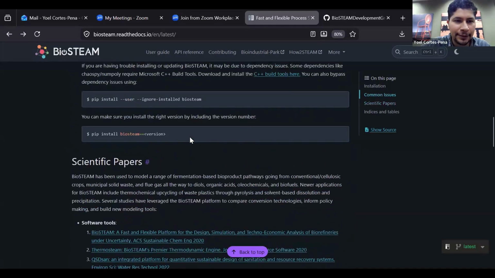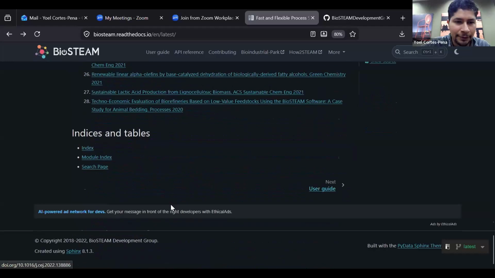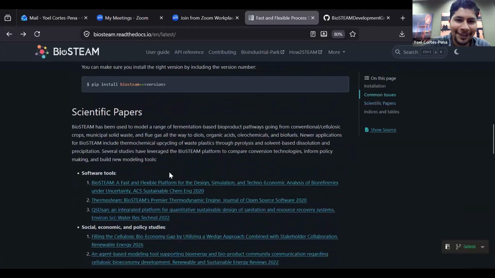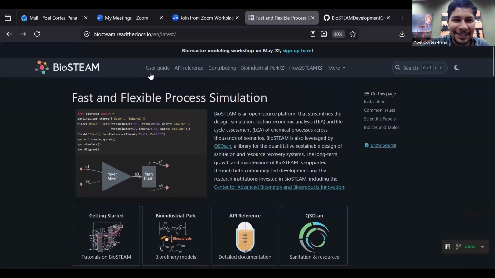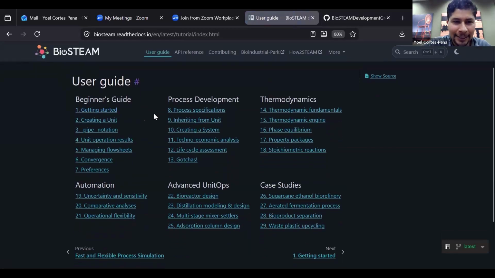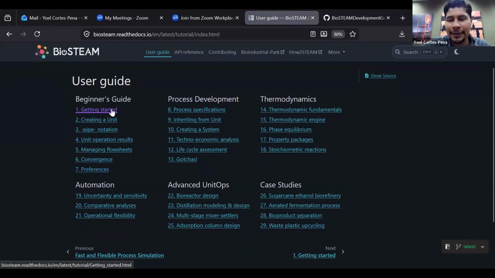Yeah, and we have a number of different scientific papers that might be interesting for you to read, but this is more to show off than anything. Now, for the user guide, you want to start in the beginner's guide. It tells you everything about stream objects, thermodynamics, how to create a unit operation, how to connect and form a system, as well as how to manage your preferences and, for example, whether you want dark mode or light mode diagrams, or what units of measure you want to see your results in.